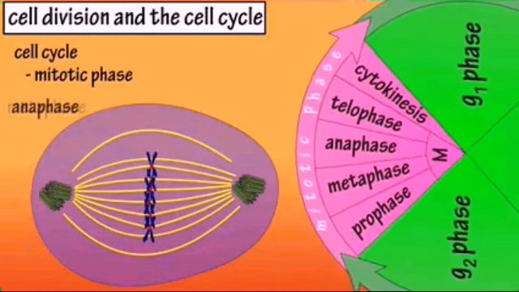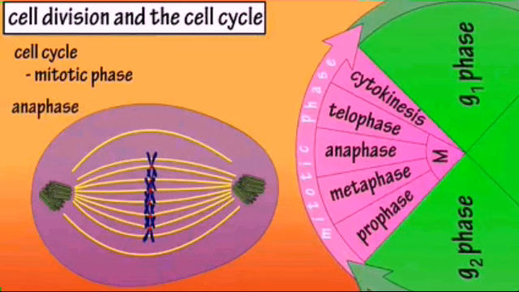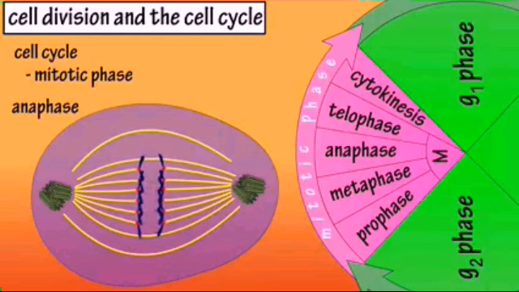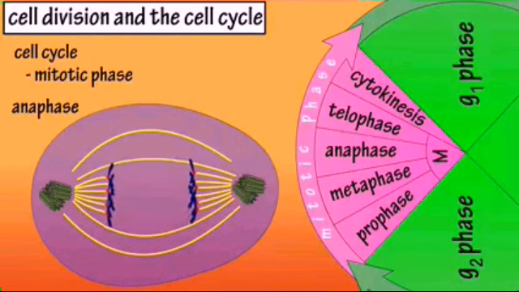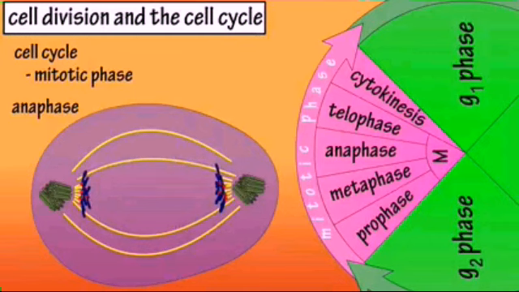During the third stage, anaphase, the centromeres that held the sister chromatids together separate, and the sister chromatids are pulled by the spindle fibers toward the poles or ends of the cell. Each sister chromatid is now a chromosome with its own centromere. Cytokinesis also begins at this point.